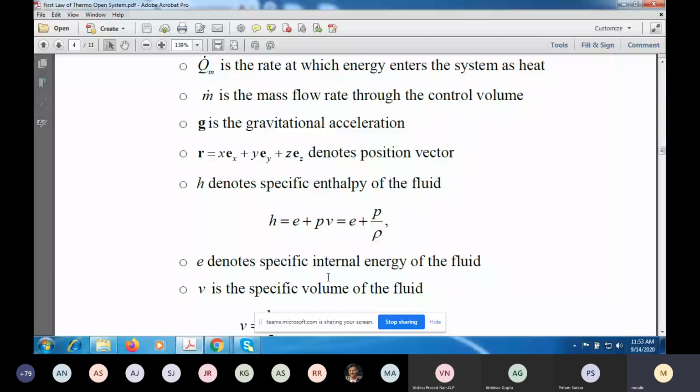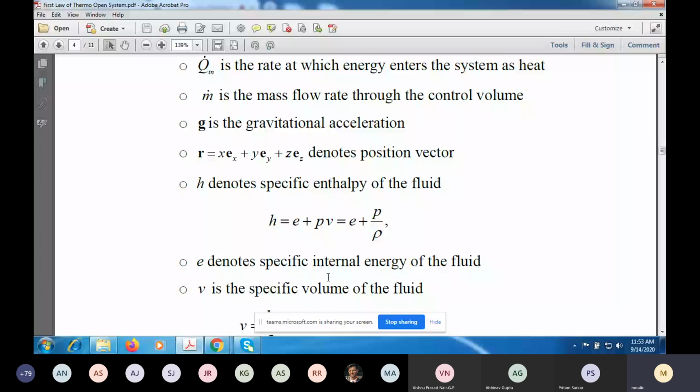And since this is specific internal energy, they would use small u. But lowercase u is sometimes used for the x component of fluid velocity by authors of texts on fluid mechanics. So to avoid confusion, I have used E instead of U for energy. So small e is the specific internal energy.